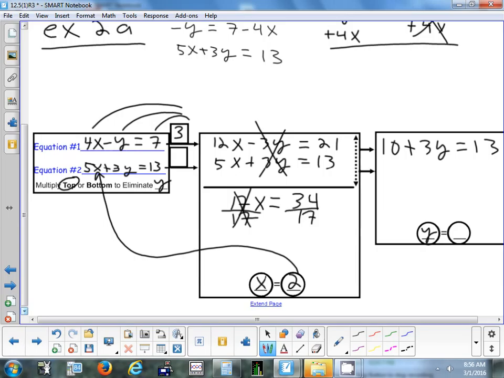Okay. Gage, what's my next step? You have to do something with y. So you're going to do what on both sides? Minus 10. Yes, minus 10. And then you get 3y equals 13 minus 10, which is 3. And then y is 1. Good. Y equals 1.